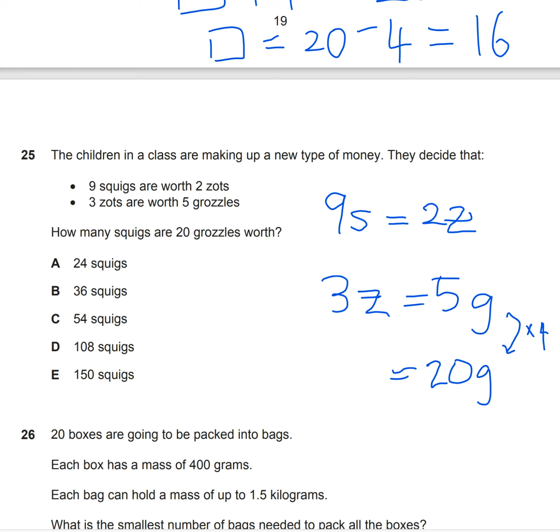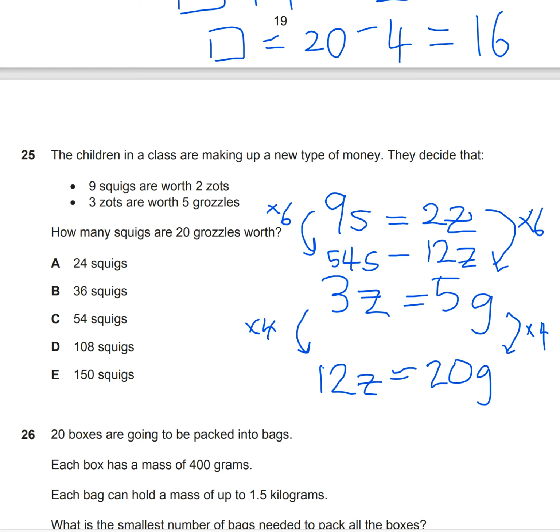We times 4. So whatever we do to one side, we must do to the other. Times 4, 3 fours are 12. That means that 20 groggles will be worth 12 zots. Now, if I put 12 zots here, how do I get from 2 to 12? We times 6. Whatever we do to one side, we must do to the other. So 9 times 6 is 54 squigs. And that means 54 squigs must be the same as 12 zots. So the answer is C.